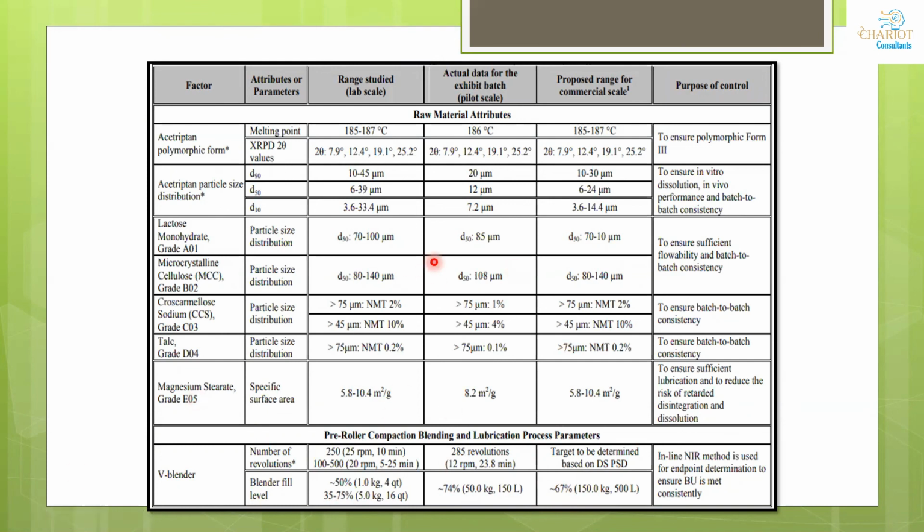So did we get the idea of control strategy? I mean, why do we need control strategies? Have we become aware of control strategies?